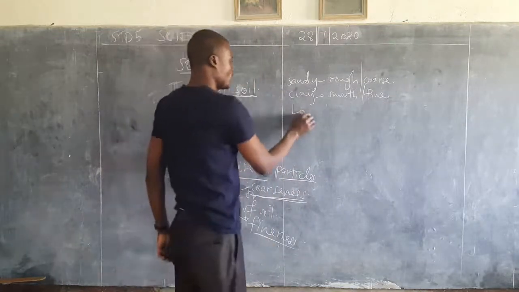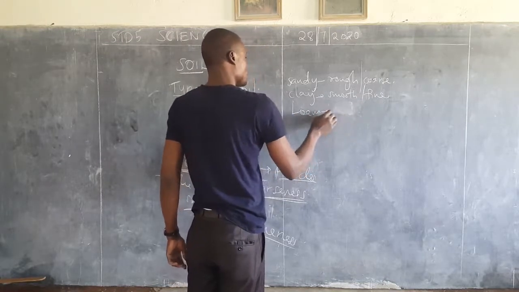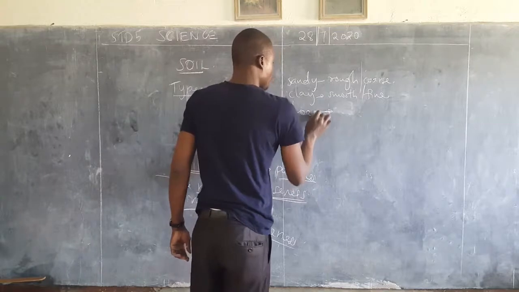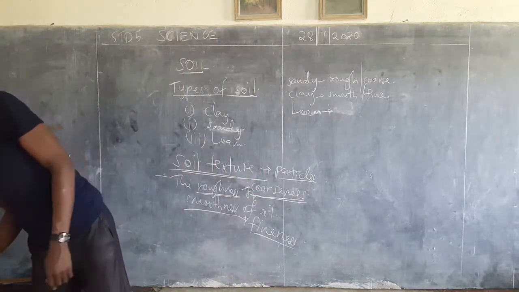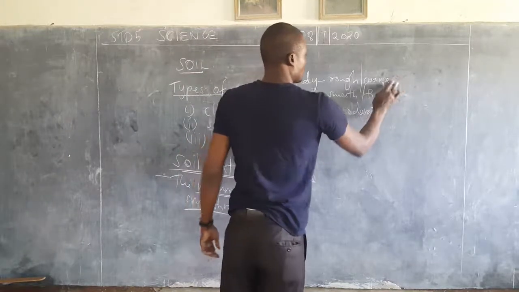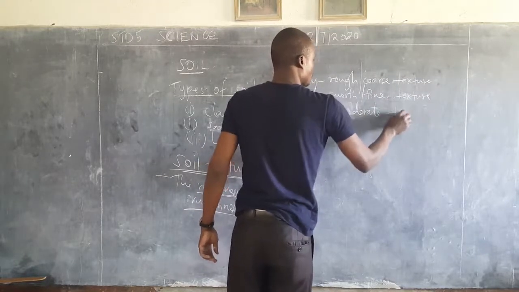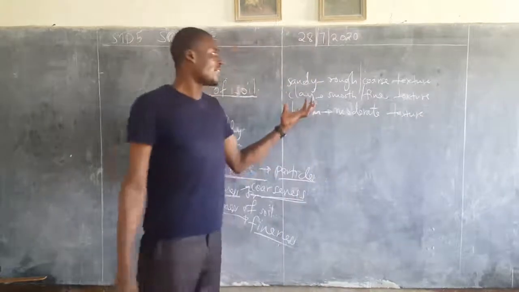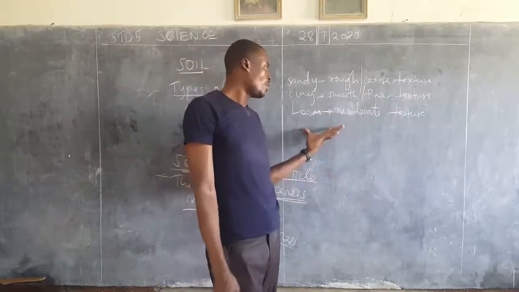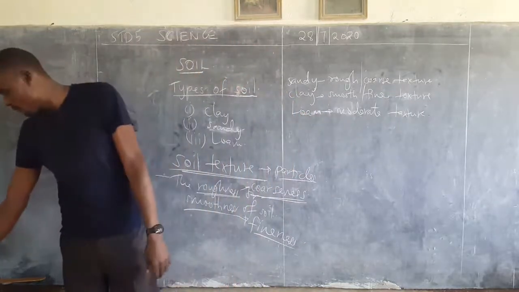Then comes loam now. Loam is medium sized. Let me look for the best term to use under loam. Yeah, moderate texture. This is about texture. So we said that sandy soil has a rough or coarse texture, then clay soil has a smooth or fine texture, then loam has a moderate texture. Moderate meaning not very big or not very small, in the medium.